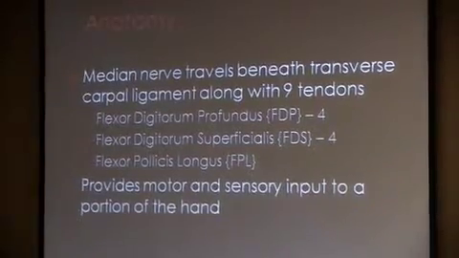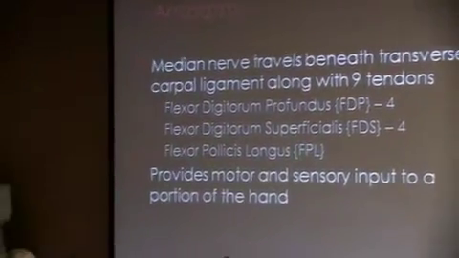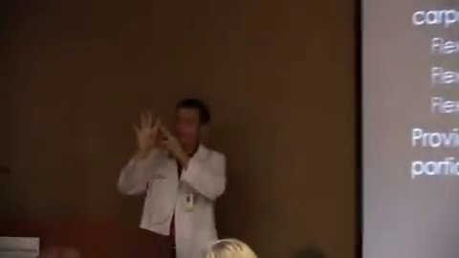FDP and FDS for short, they're the ones that are bending the knuckles. So your knuckle there and then the far one. Those two, that's the mechanism of action for those muscles. After it passes through there, it's going to provide sensory and motor input to a portion of that hand. And we're going to talk about that here in a second.